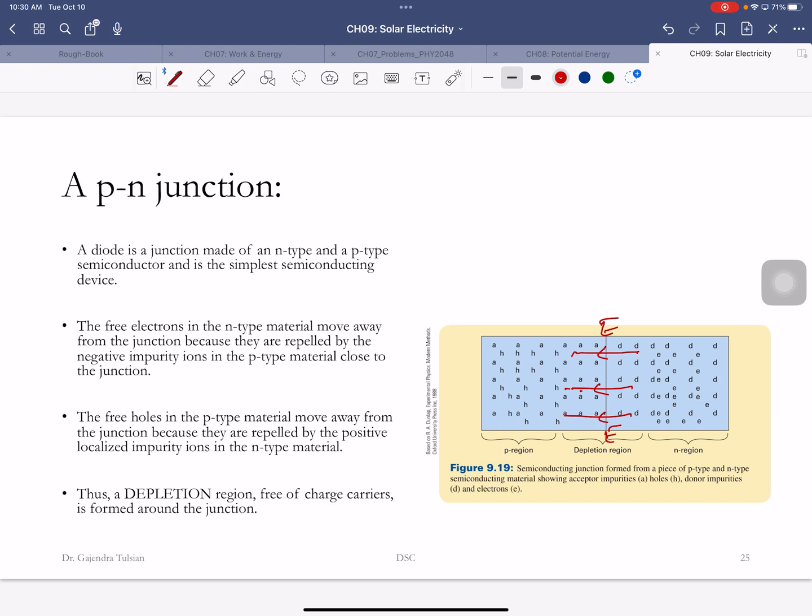Did you just say permanent electric field? A permanent electric field. Yeah. Permanent.